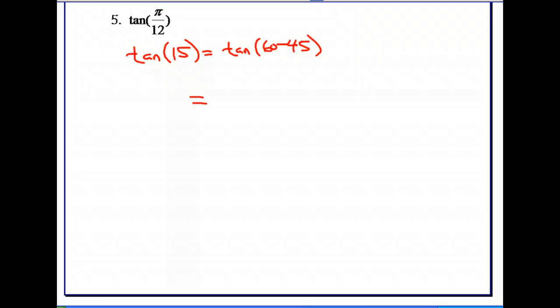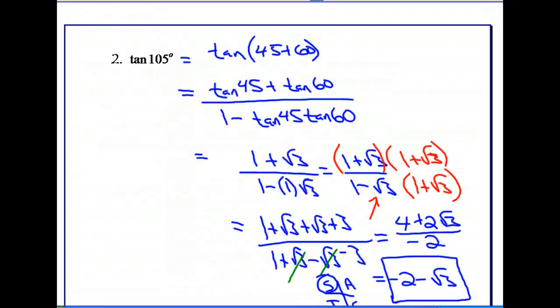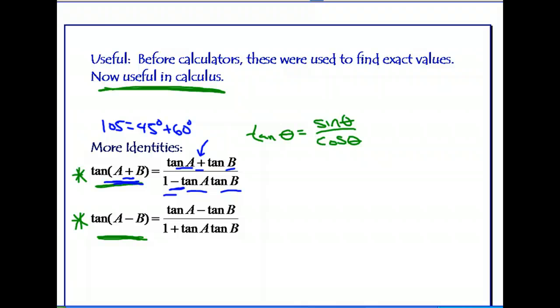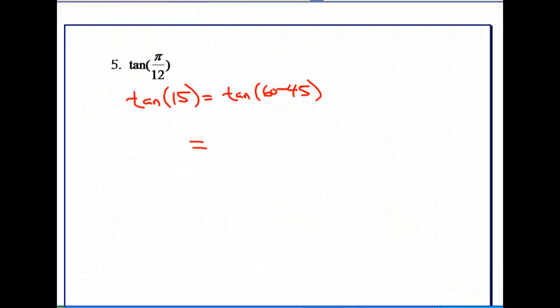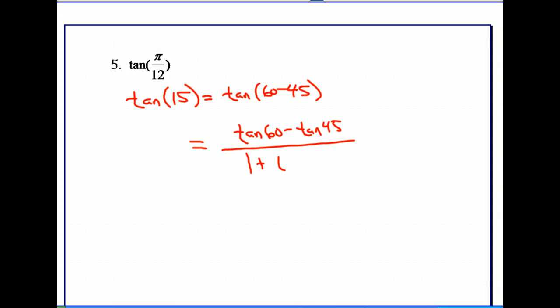And these identities aren't quite as easy to remember, so let's just refresh your memory. Tangent with a minus: tangent of 60 minus 45. We're going to subtract on the top and then do the opposite on the bottom. All right, let's try this. So we've got the tangent of 60 minus the tangent of 45, all over 1 plus tangent of 60 times tangent of 45. And I think you can see this is going the same direction as our previous tangent problem.